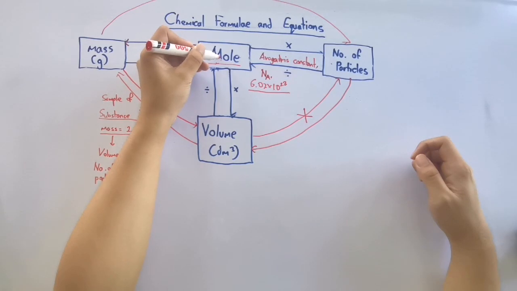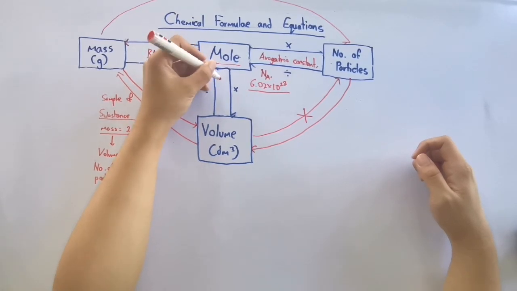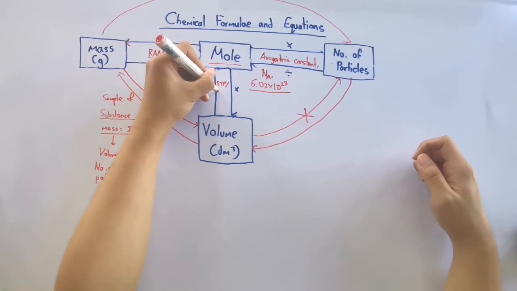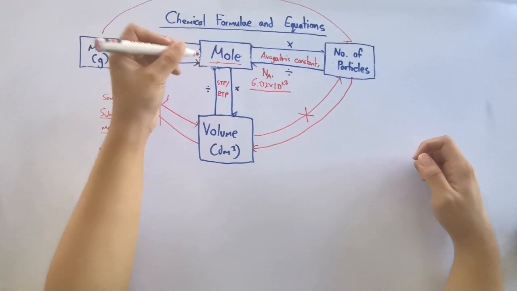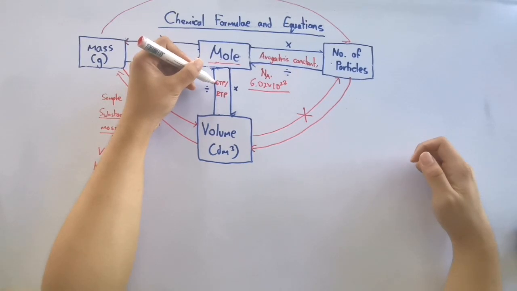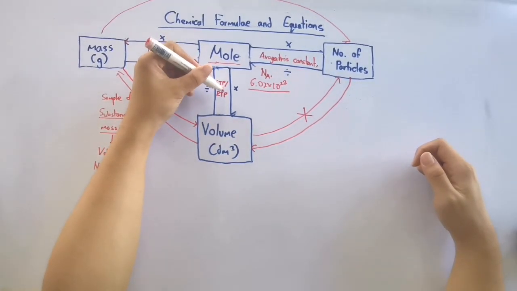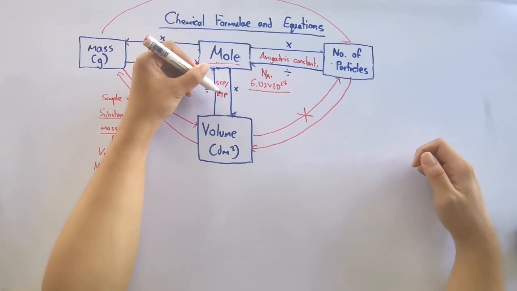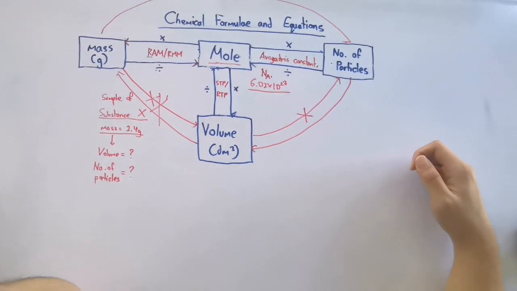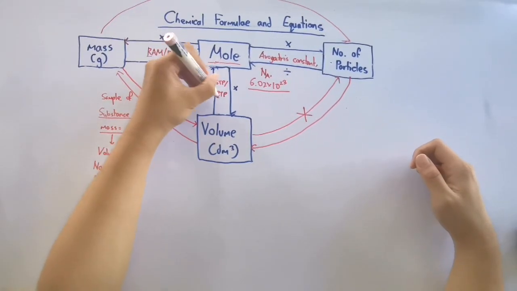All I have to do is take the mole, multiply with something called STP or RTP. Now, STP stands for standard temperature and pressure. R stands for room temperature and pressure. Now, these two values again are usually given to you in the question, so you actually don't have to memorize it. So we'll see that later.